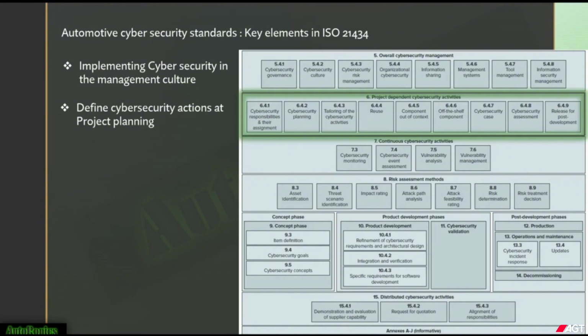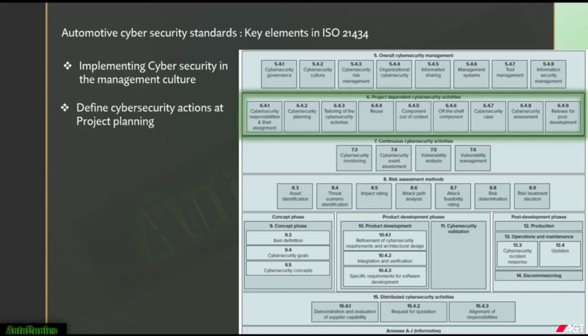If the original item or component was developed according to the standard, the reuse can be specified based on the existing work products. If the item or component was not originally developed according to the document, the reuse can be based on the existing documentation with the rationale. Vulnerability analysis must be re-evaluated for reused components, especially for out of context, off the shelf, or modified ones.